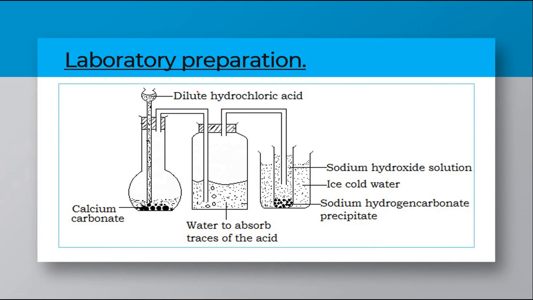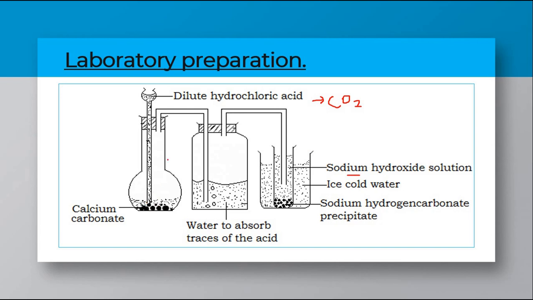So this is our diagram. Here we are having dilute hydrochloric acid reacting with calcium carbonate. Remember, I said that whenever we have calcium carbonate reacting with dilute hydrochloric acid, these two will give us carbon dioxide gas. Whereby when we get carbon dioxide gas, we pass it through sodium hydroxide solution. Then we shall be able to have our sodium hydrogen carbonate.